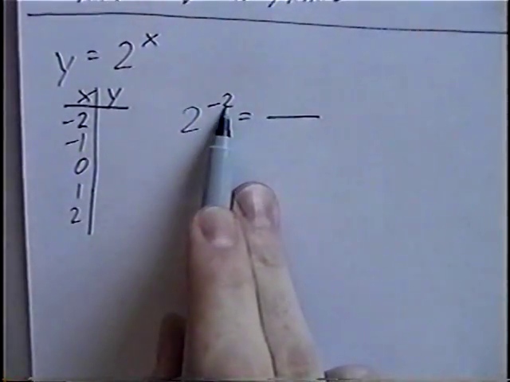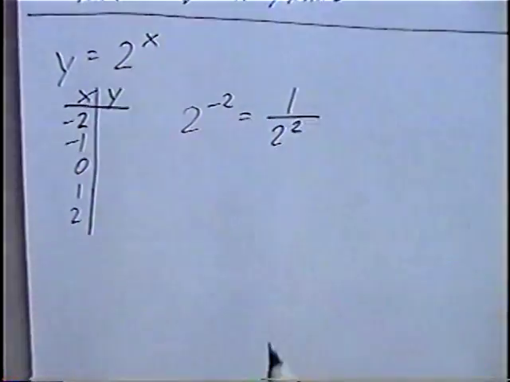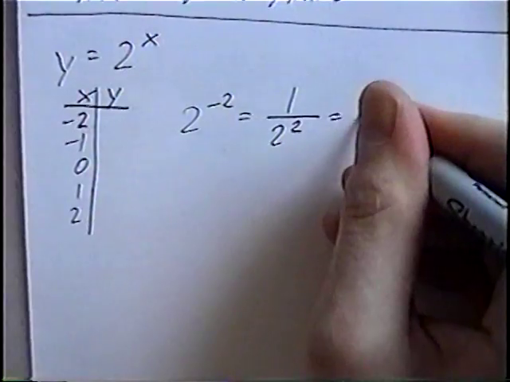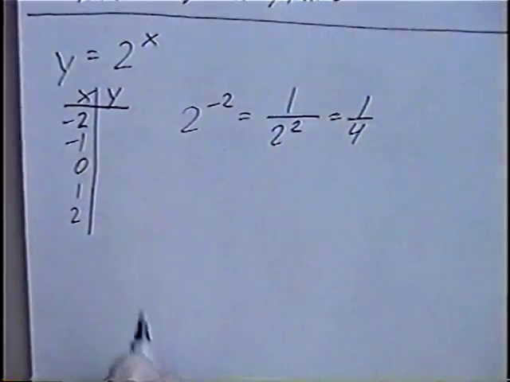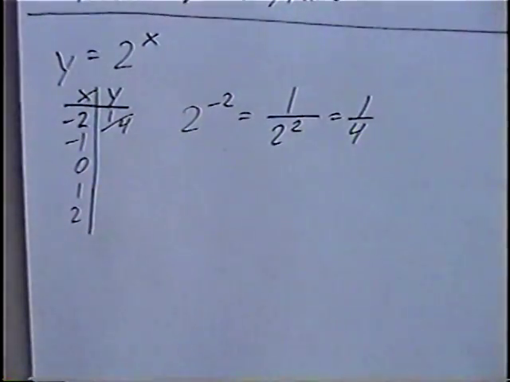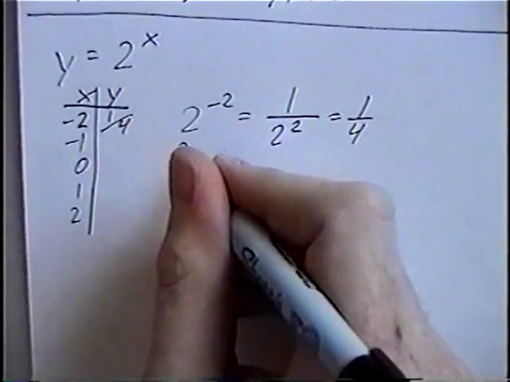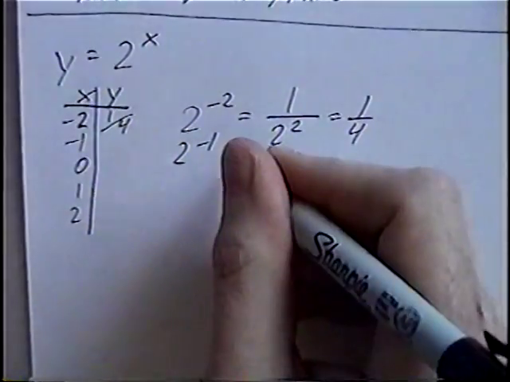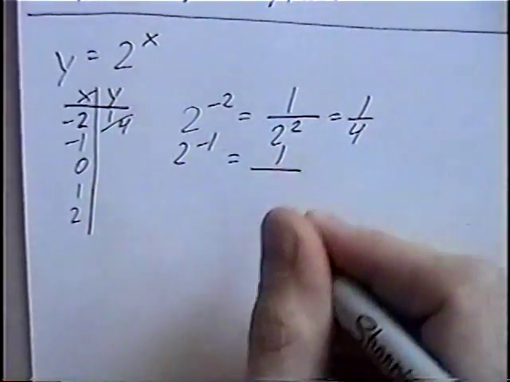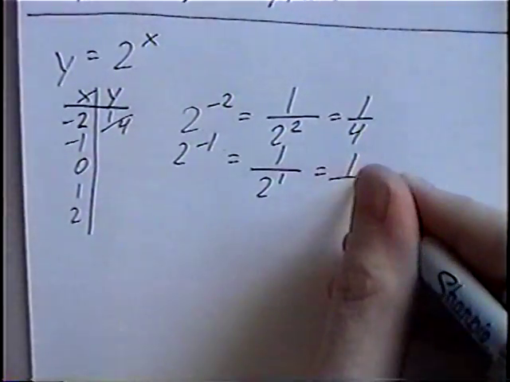If you remember, with negative exponents, that means you put them on the bottom of the fraction and they become positive exponents. 2 squared would be 4. So our first answer, for -2, would be 1/4. If you do the same thing for -1, 2 to the -1 power would be 1 over 2 to the first, or 1/2.